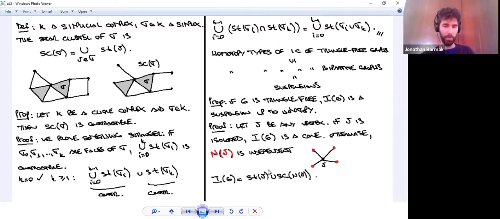Why is that? Because if we have a simplex here, I mean an independent set of vertices in G, which is not in the star of v, that means that when we add this vertex v, this set of vertices is not independent anymore. So that simplex has to contain one of these red vertices here. So it is in the star of such a vertex, and by definition, this is contained in the star cluster of N.